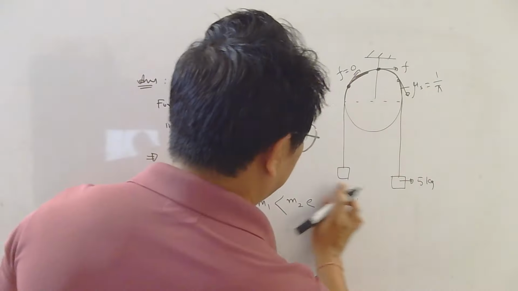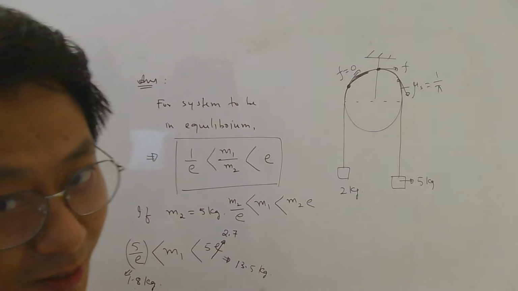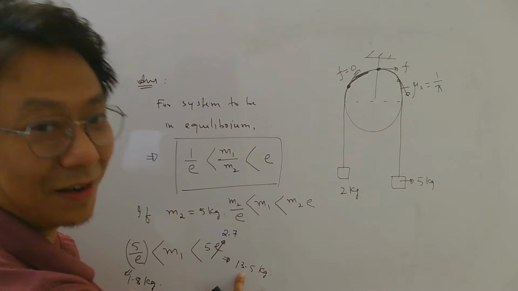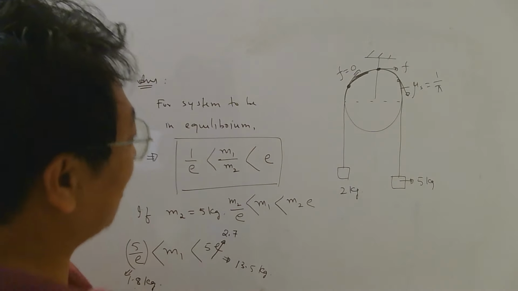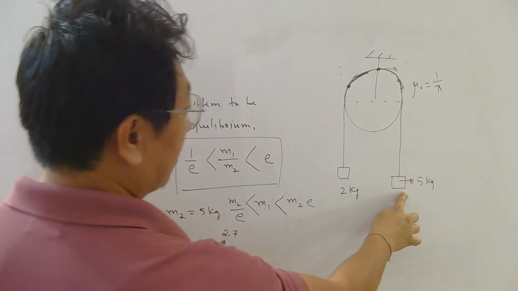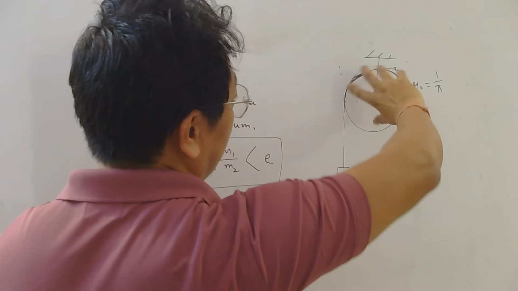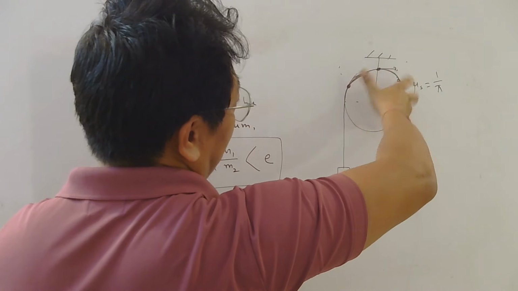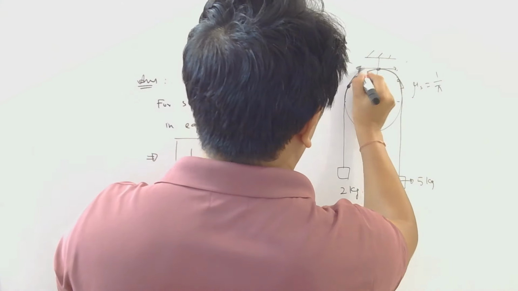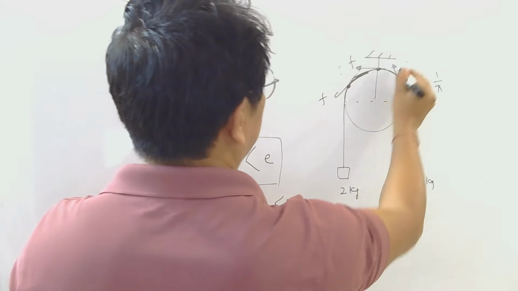What if this was 2 kg? Will the system be at rest? Yes, because 2 kg is between 1.8 and 13.5 kg. But the difference now is, without friction, because this block has more mass than this, the tension here will be more, and the system will rotate this way. So the rope would slip this way. To oppose that, friction should be this way. So this would be the direction of friction.